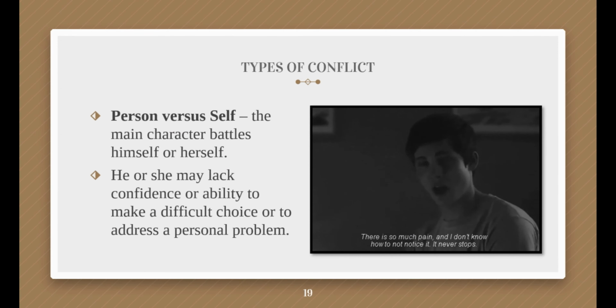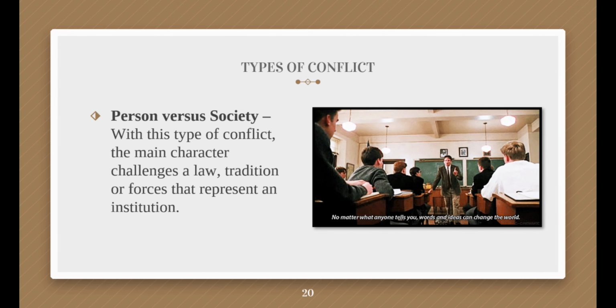Another type of conflict is person versus self. When a story has person versus self conflict, the main character battles himself or herself. He or she may lack confidence or ability to make a difficult choice or to address a personal problem. The key here is that the battle occurs within the character, though it may involve and affect other characters in the story. In the film The Perks of Being a Wallflower, the main character, Charlie, was going through emotional trauma and a sense of abandonment.